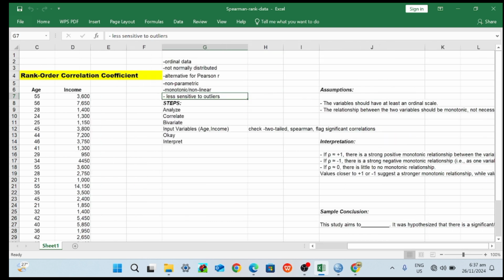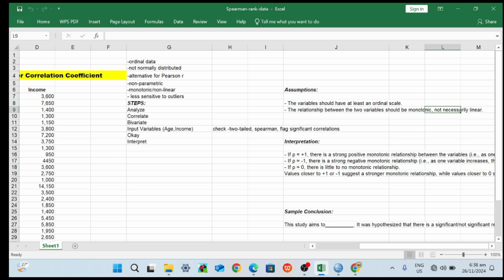And here we have two assumptions. First, the variables should have at least an ordinal scale. And then the relationship between the two variables should be monotonic but not necessarily linear.